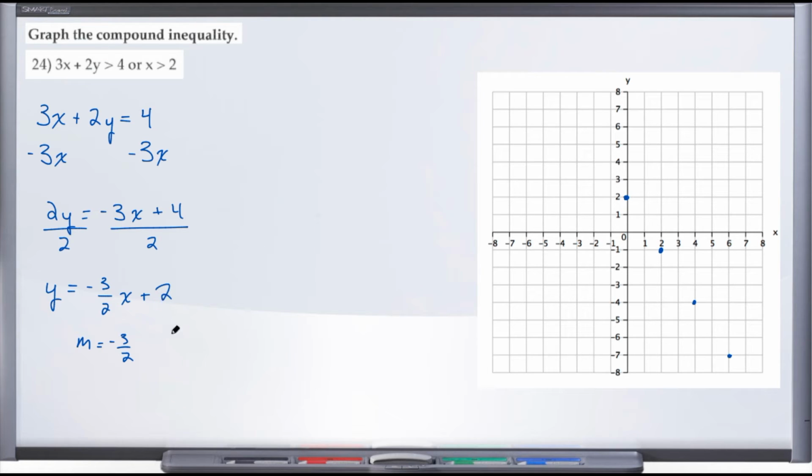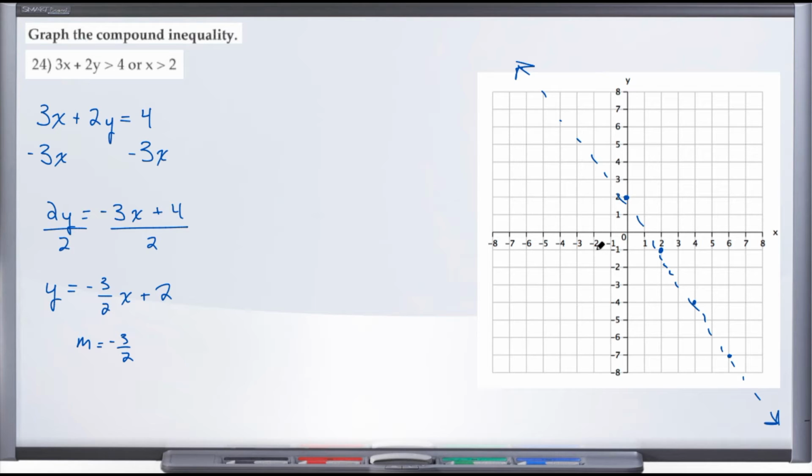Before we connect these dots, we go back to our inequality and find out what kind of line we are using, a solid or a dotted. In this case, since we're dealing with a greater than, we're going to be using a dotted line. So let's see if I can put a dotted line. All right, that looks decent enough. We're not artists, so it doesn't have to be perfect, just so we have an idea.